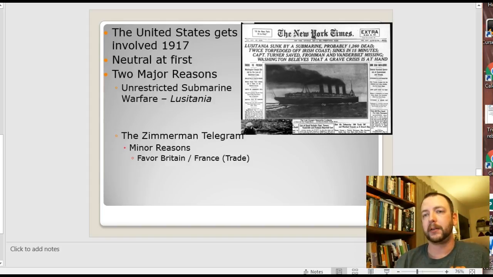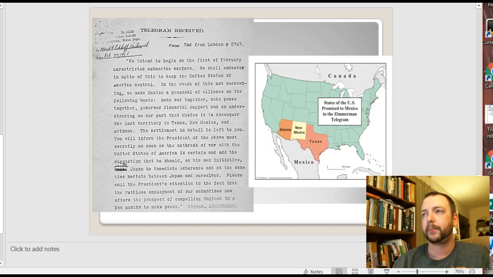The other major reason the United States gets involved in the First World War is the Zimmermann telegram, and I have a map here. The Zimmermann telegram was a telegram sent to Ambassador Zimmermann. He was German, ambassador to Mexico, and the German High Command had telegrammed him saying that he should make an alliance with Mexico, asking Mexico to invade the United States if they should get involved in World War I.